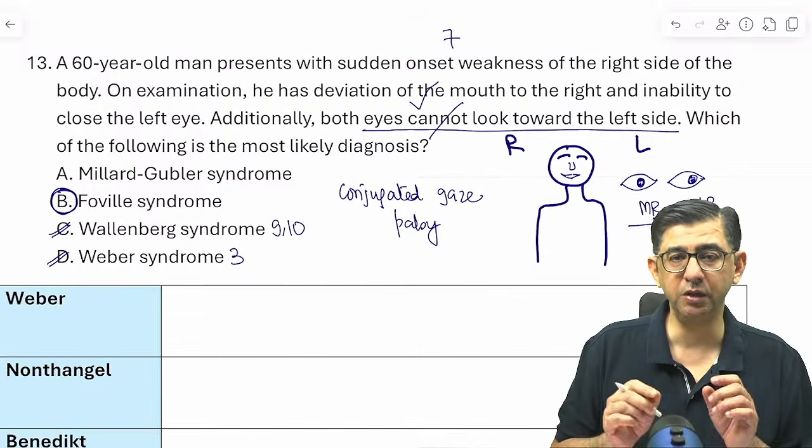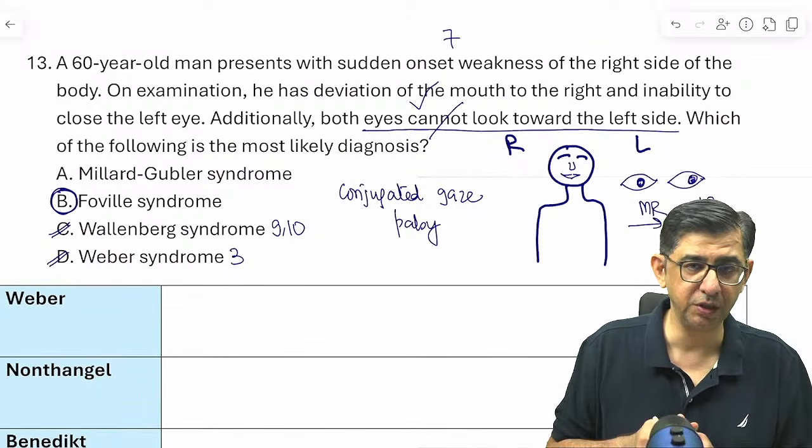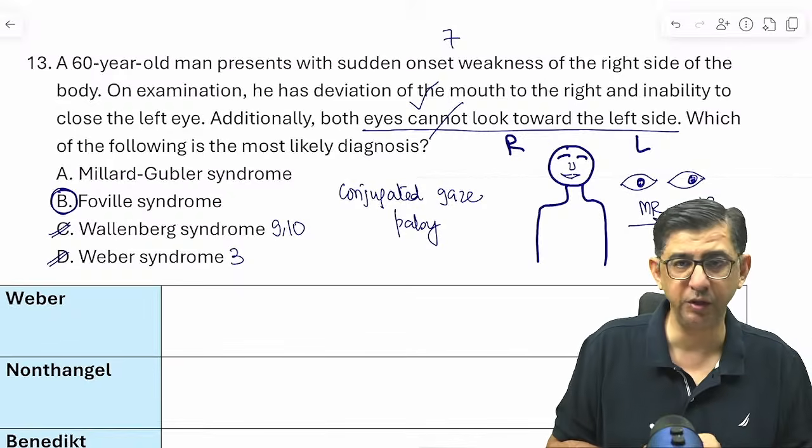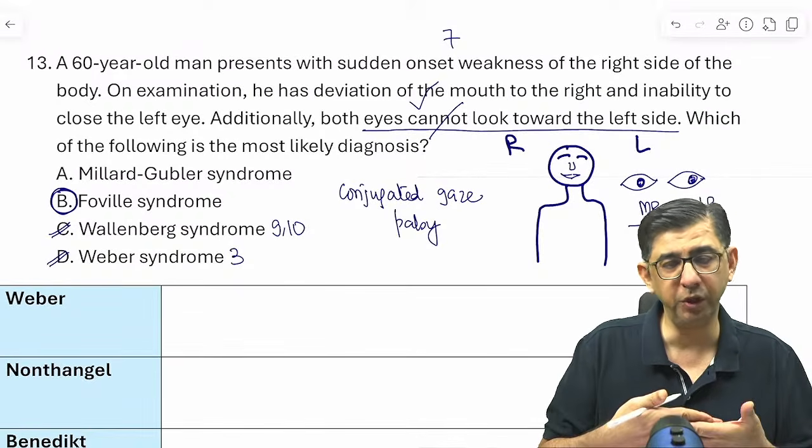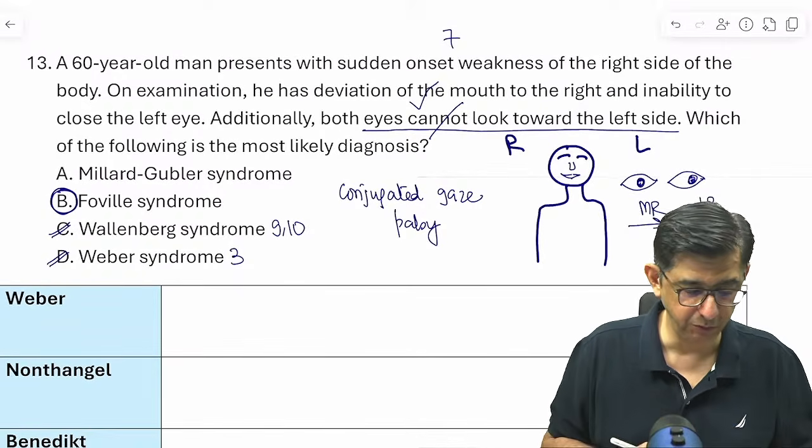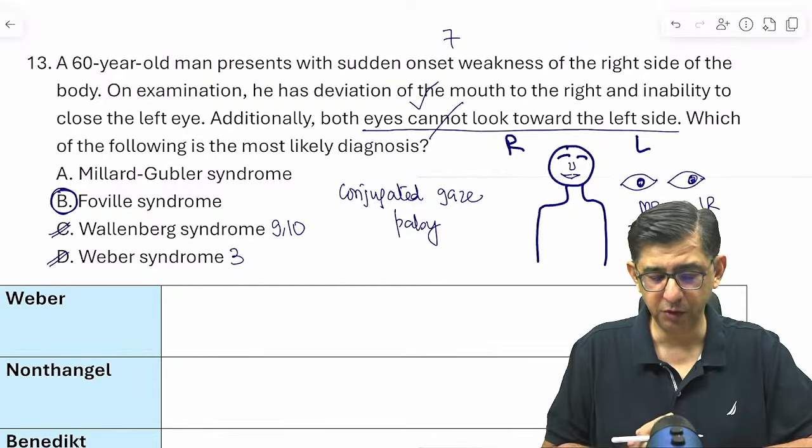In Foville, it is a full gaze palsy. The nucleus of the 6th nerve is affected. It communicates with the nucleus of the third nerve of the opposite side. That PPRF communication is gone, and that's why this manifestation will be present. The correct answer to this question is Foville syndrome.